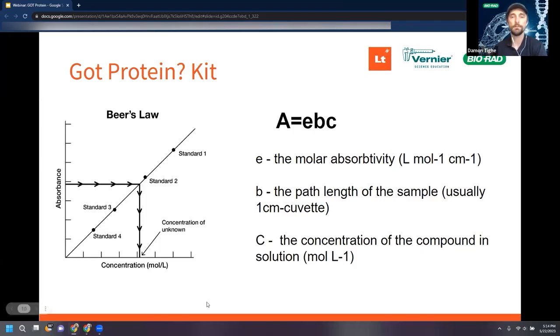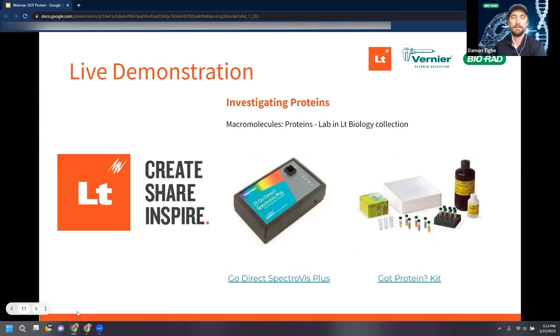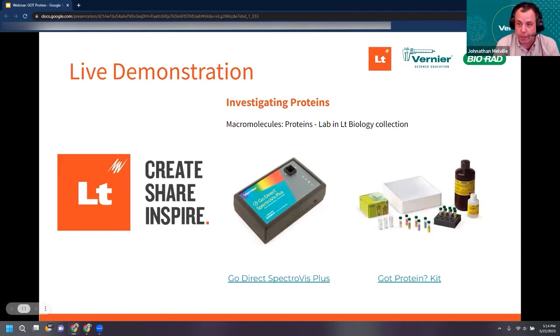Go ahead and go to the next one. And I think we're going to turn it over to John now in order to actually see this in action on a spectrophotometer and LT. Yeah, so what I'm going to do next is I'm going to share my screen and go into LT and show you the spectrometer and parts and pieces that we're going to be using for this. So just give me a moment.